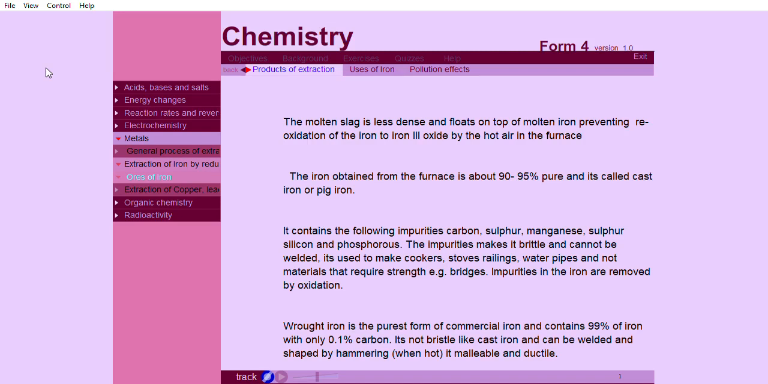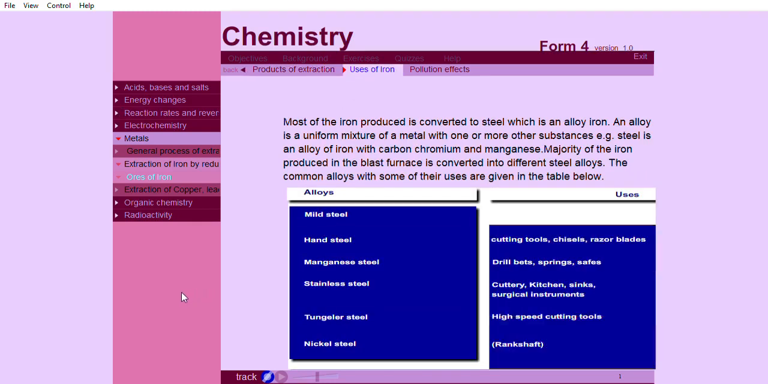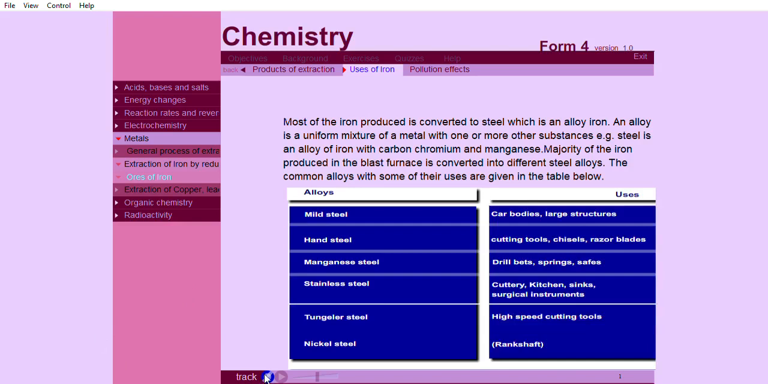bridges. Impurities in the iron are removed by oxidation. Wrought iron is the purest form of commercial iron and contains 99% of iron with only 0.1% carbon. It's not brittle like cast iron and can be welded and shaped by hammering when hot. It's malleable and ductile. Most of the iron produced is converted to steel, which is an alloy of iron.